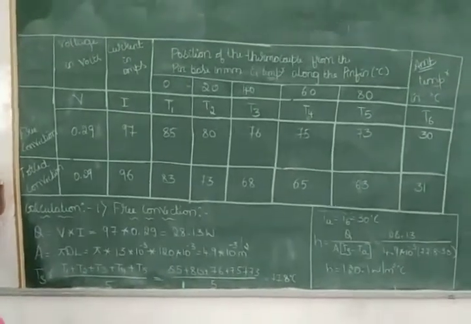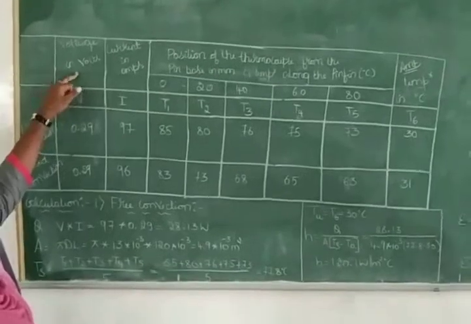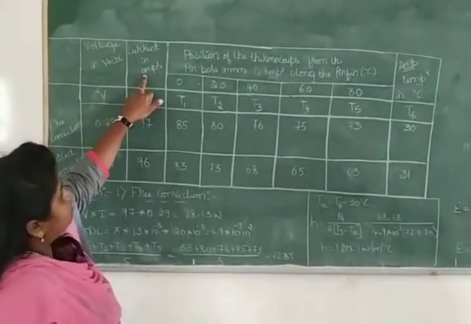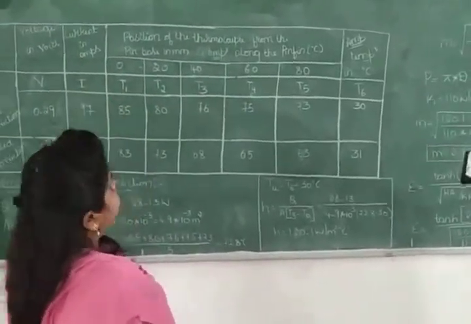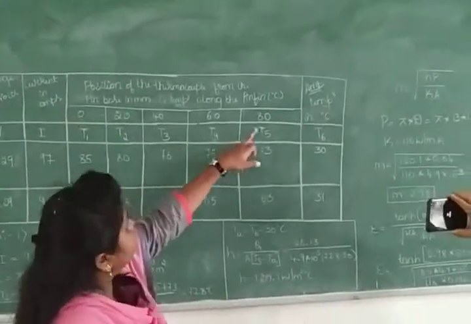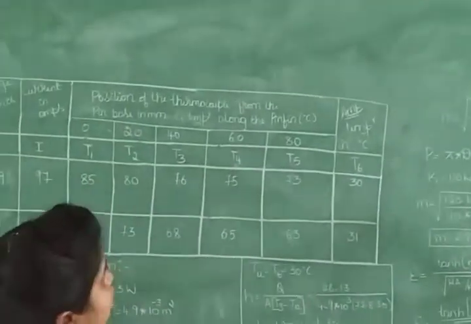So coming to the calculation part. In the lambda column we are going to go the voltage reading, so that will be volts, and current, so that will be amps, and the position of the thermocouples which are attached on the fin. It is 5 numbers, and the length of the fin is 80 mm. So at each 20 mm we will be having one thermocouple.